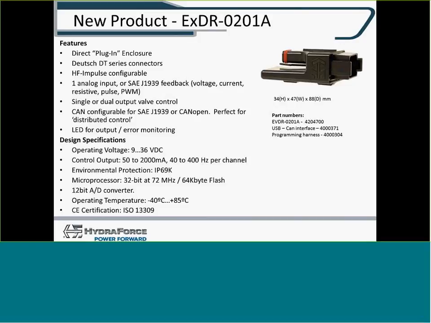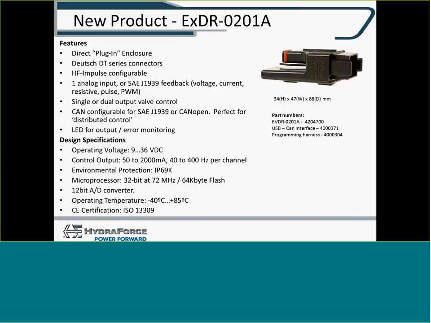The focus of this demonstration is the 0201A, and this is that product. It looks very similar to the 0101A, with the exception that this one has an 8-pin Deutsch on it, where the 0101A had a 4-pin Deutsch. It uses a program called HF Impulse to configure it. One input device or J1939 device can drive these two valves, with either J1939 signals or an analog input or a mixture of both.